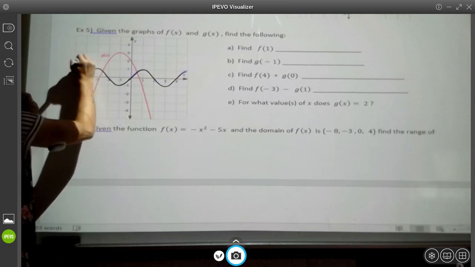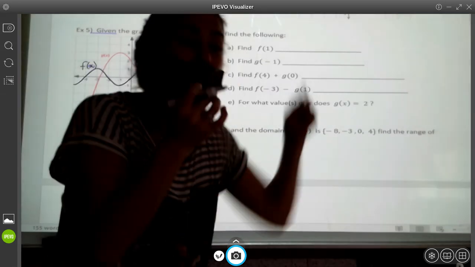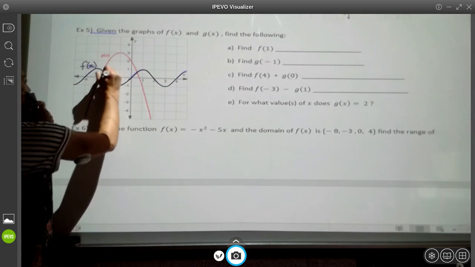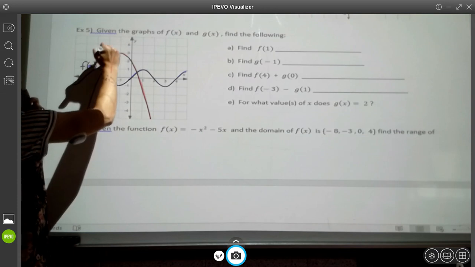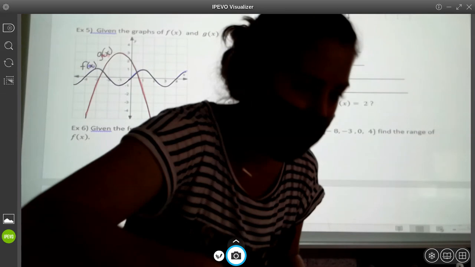So guys, this blue squiggly one represents the graph of f of x. So any questions you want to ask about f, you want to look at the squiggly graph. This upside down parabola, this upside down U, if you will, the red one is the graph of g of x. So any questions about g, you want to look at the red graph.